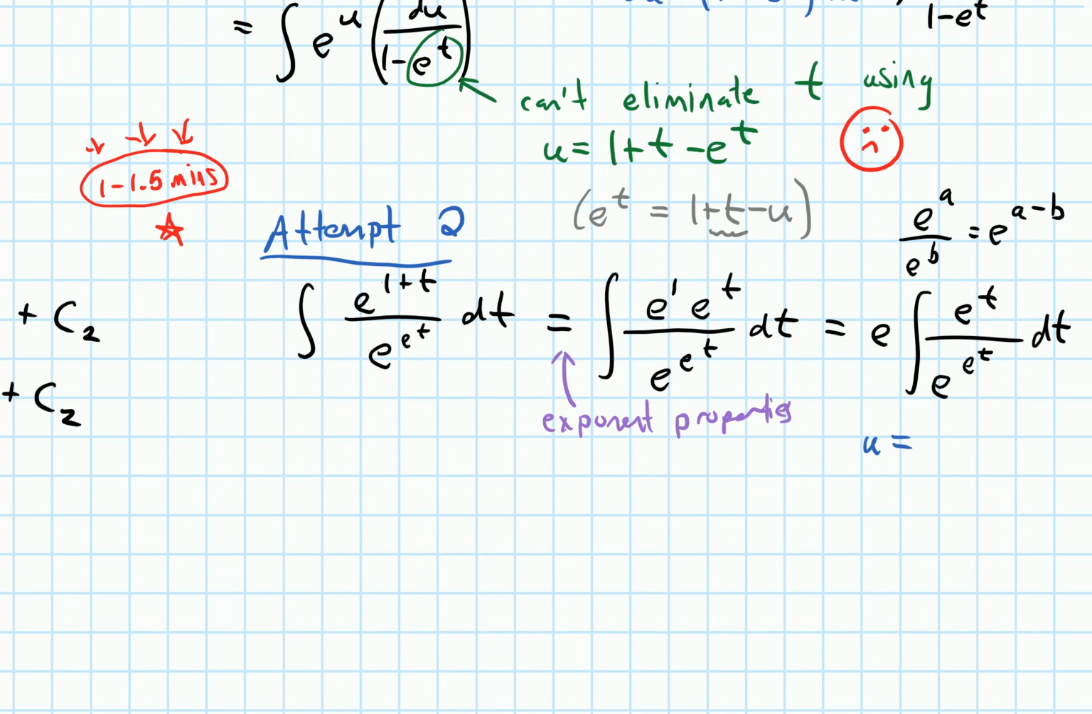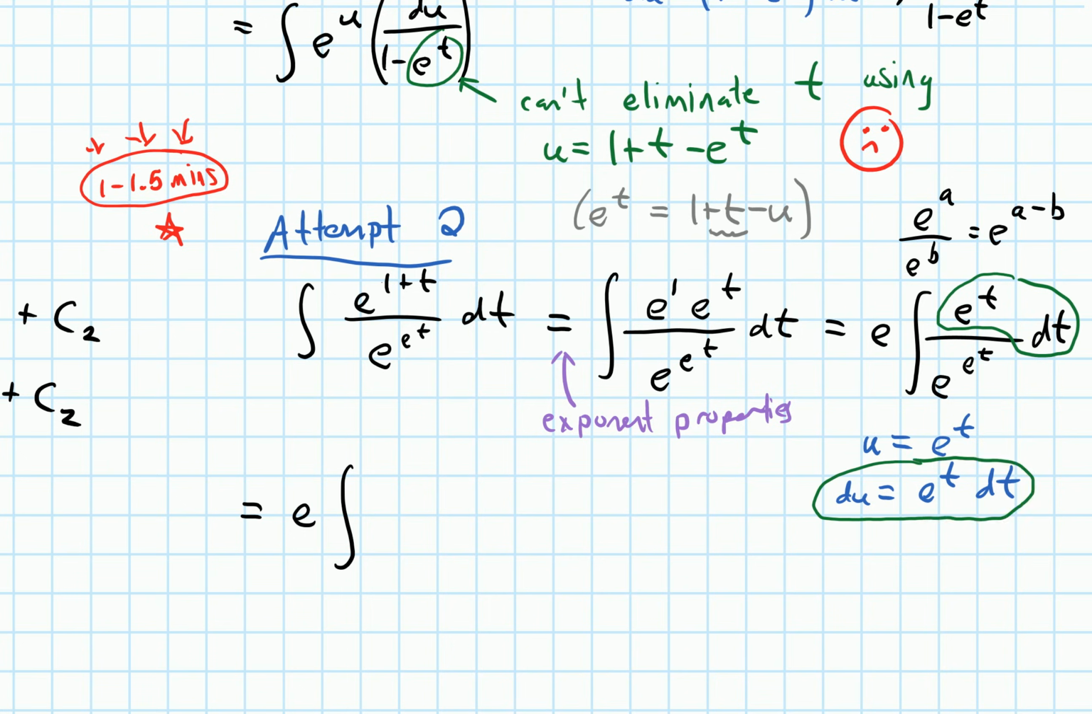I can let u be e to the t now. Then du, the derivative, would be e to the t. And I gotta make sure I write that dt. It's not right unless I write that dt over there. Let's substitute in. So we end up with that e in front, integral, and I notice this e to the t dt, well, that is just du.